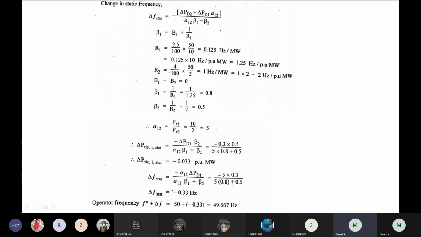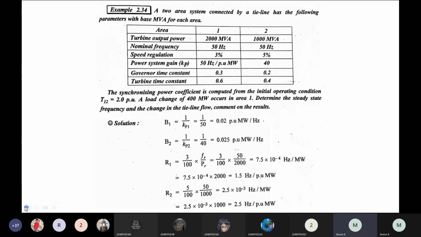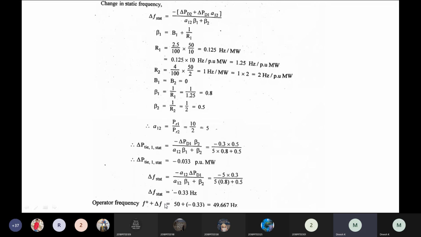So the operating frequency should be the combination of F0 plus del F. So the initial frequency which is mentioned in the problem is 50 hertz. And the change in frequency in the static case we obtained as minus 0.33. So 50 plus minus of 0.33, it is 49.667 hertz. So the frequency தான் நம்ம கடைசியா வந்து எடுத்தோம். So change in power, change in frequency and operating frequency, இது மூணும் கண்டுபிடிக்கணும்.